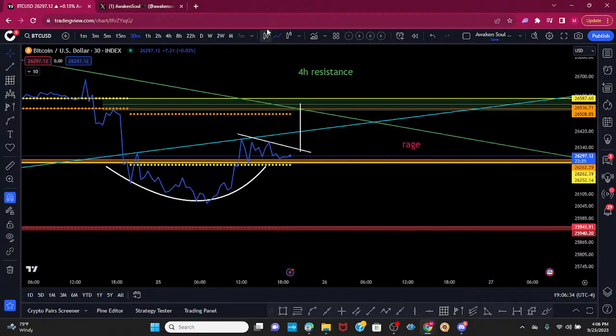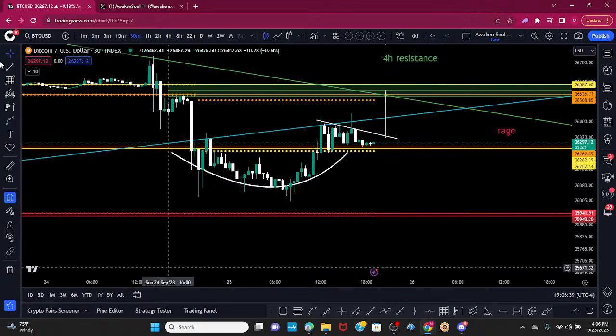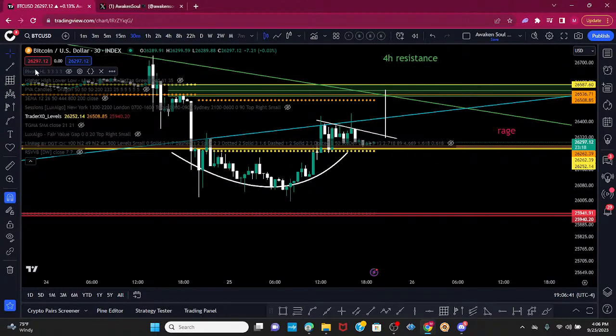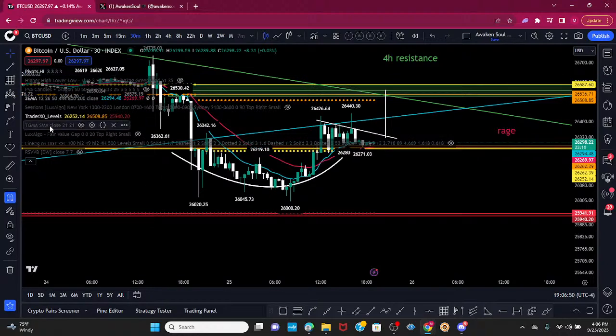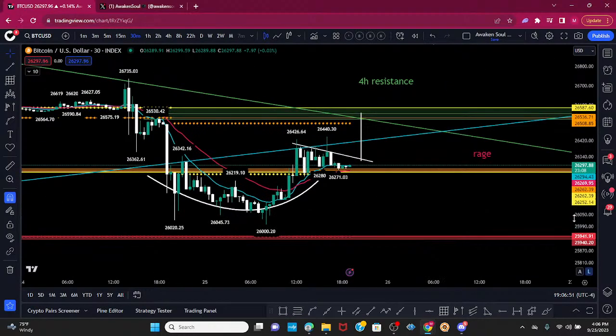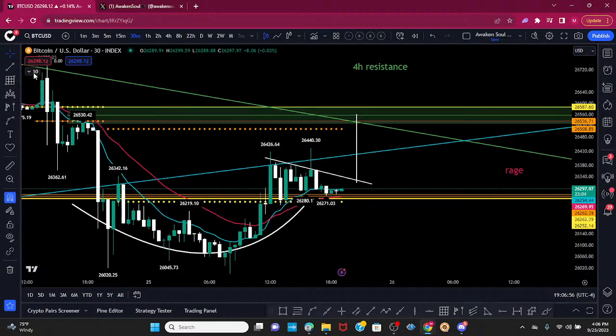I crack myself up. Okay, so that's what I see right now. That's the vibes I'm getting. That's what the charts are telling me. Again, no emotions, no expectations. I'm not coming in here saying that I think this is happening. No, right now I just got little cup and handle vibes.